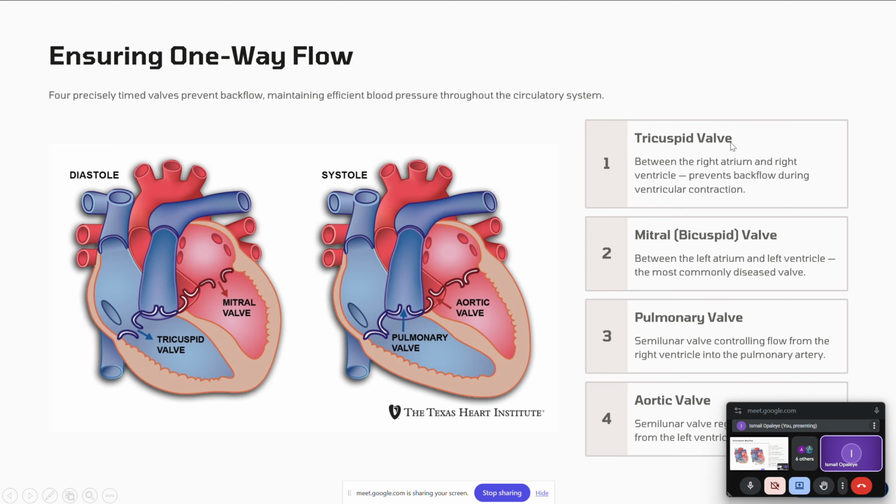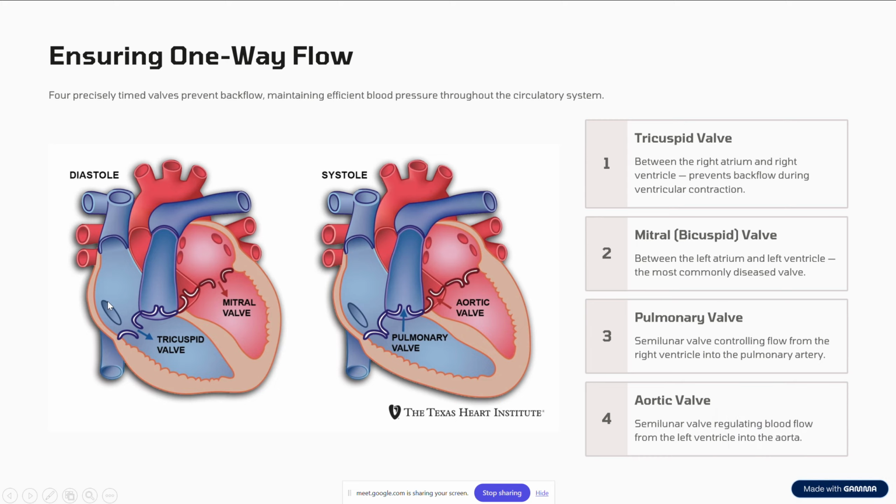So tricuspid valve, that's between the right atrium and right ventricle. It prevents backflow during ventricular contraction. Whenever the ventricle contracts, it closes so that it prevents the backflow of blood into the right atrium. Then you have the mitral or the bicuspid valve, which is between the left atrium and left ventricle, and it is the most commonly diseased valve.